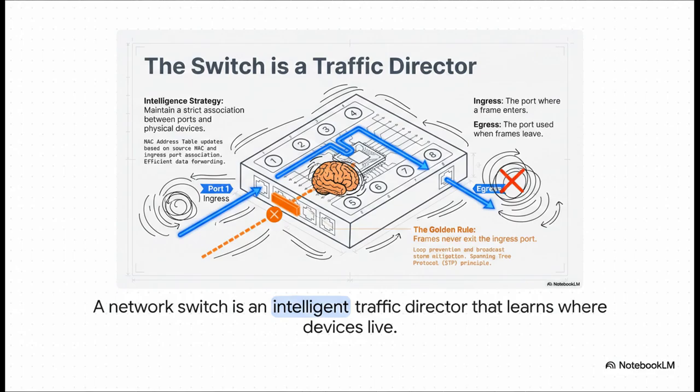It's constantly learning, building this map that connects its physical ports to the digital addresses, the MAC addresses, of every device plugged into it. And it lives by one golden rule you can see here: a frame never leaves the same port it came in on. That simple idea is absolutely crucial for preventing those network-killing loops.